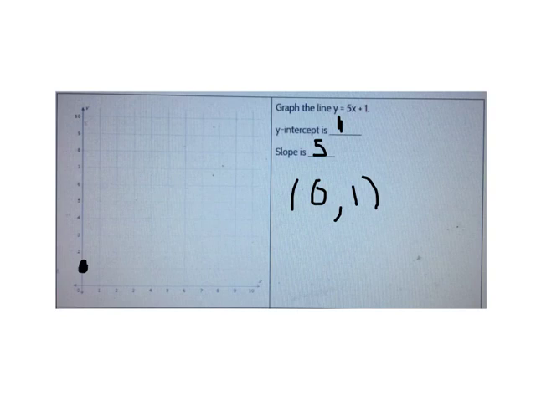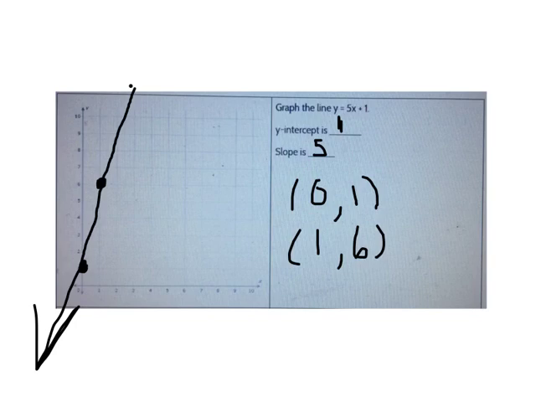The slope 5 means that I go up 5 and over 1. So what's the next point that I could graph? It's 1, 6. Now I can connect my 2 points to graph my line. This is the line of y equals 5x plus 1.